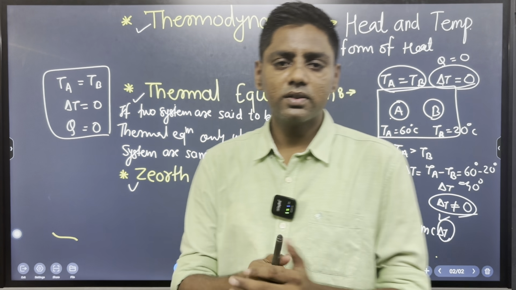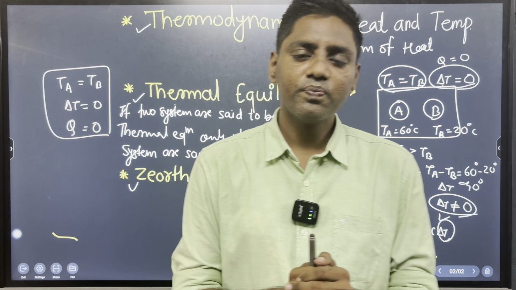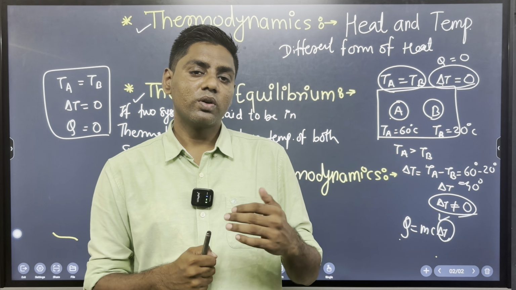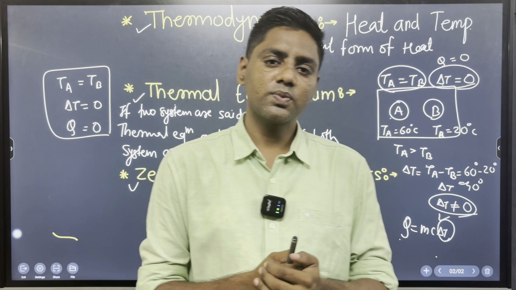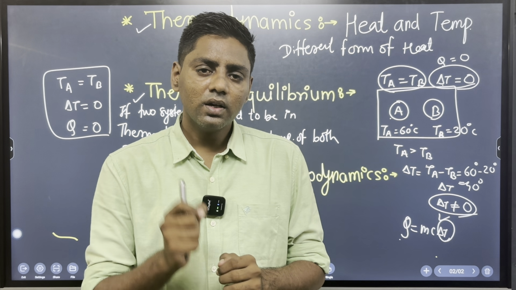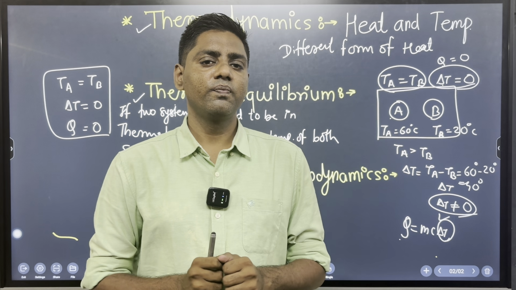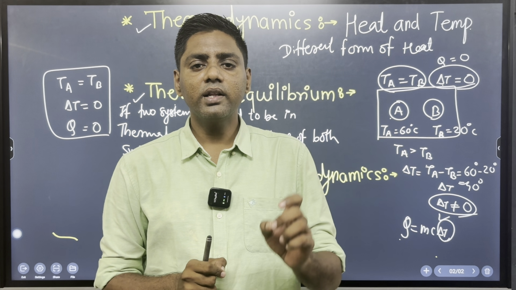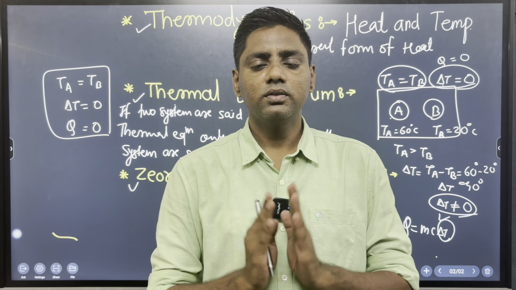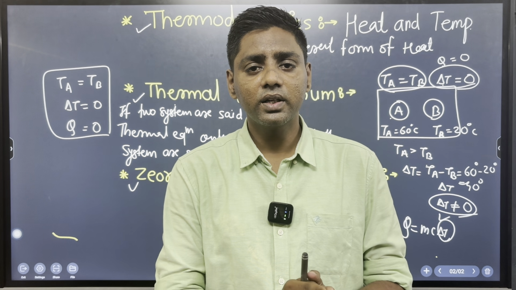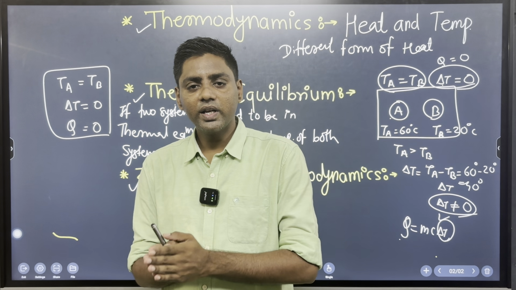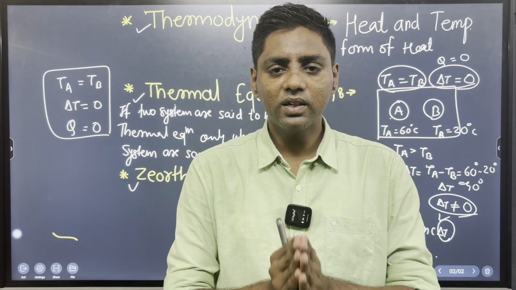Whenever in the winter season you go outside the room, the surrounding temperature is very low as compared to your body, so your body starts exchanging heat. The heat transfers from your body to the surrounding until your body attains the temperature of the surrounding. Once your body's temperature is equal to the surrounding, your body stops losing heat. So we can say that the surrounding and your body are in thermal equilibrium.